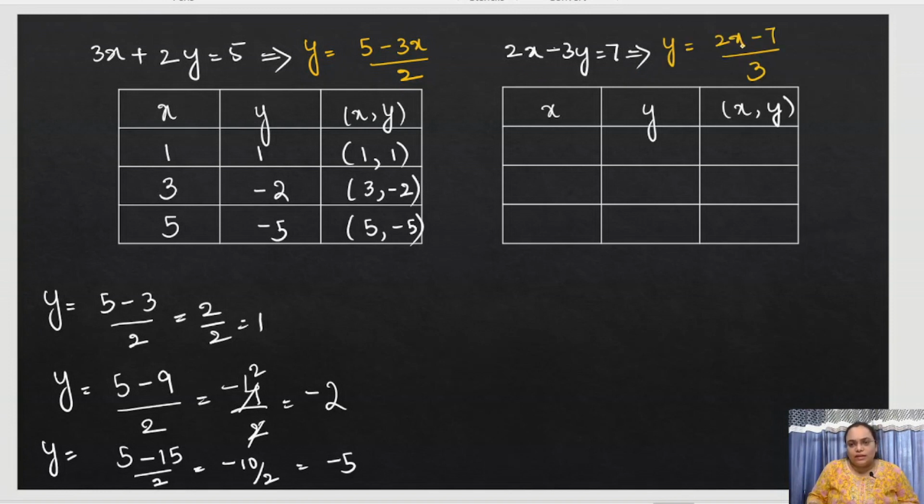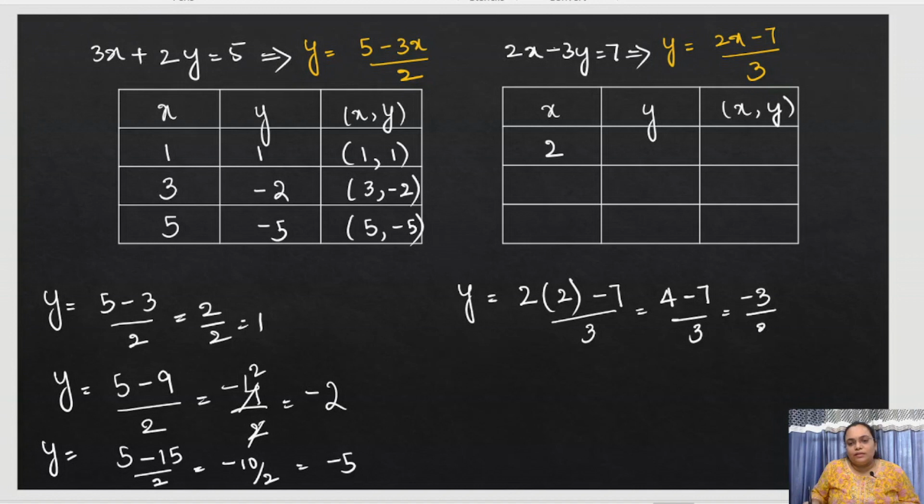Now, so see here, if you put x equals 0 here, you will get it in a decimal. Okay. So let us avoid decimal points. So if you put x equals 1 also, you will get it in a decimal. If you put x equals 2 here, you will get 2 of 2 minus 7 by 3, which is 4 minus 7 by 3, which is minus 3 by 3, you will get minus 1. Okay. So the points are 2 and minus 1.